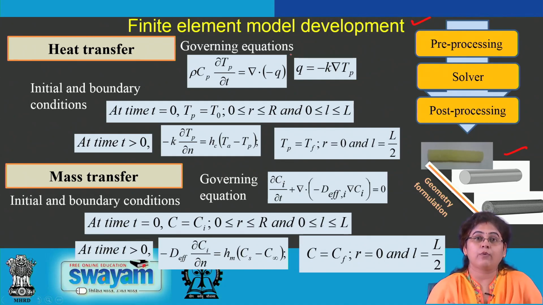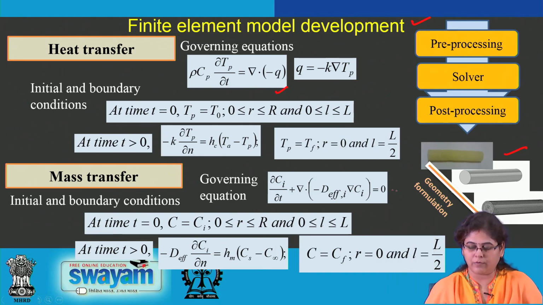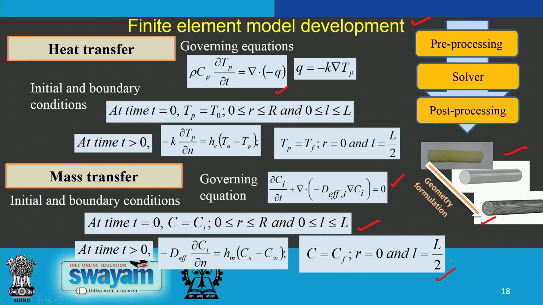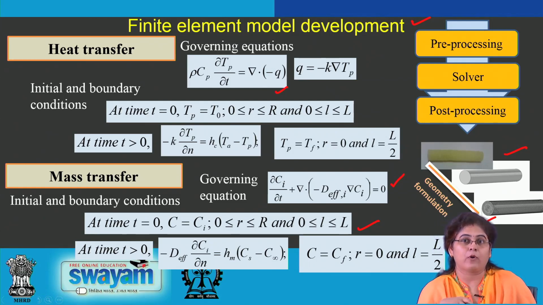So, for governing equations in heat transfer, we have used the Fourier law of heat conduction, and the initial and boundary conditions are being provided, and similarly for mass transfer the governing equation is Fick's second law of diffusion along with the initial and boundary conditions to solve the particular problem. And here for deformation behavior the arbitrary Lagrangian and Eulerian method is also employed for better prediction of the shrinkage phenomenon of the potato cylinders.